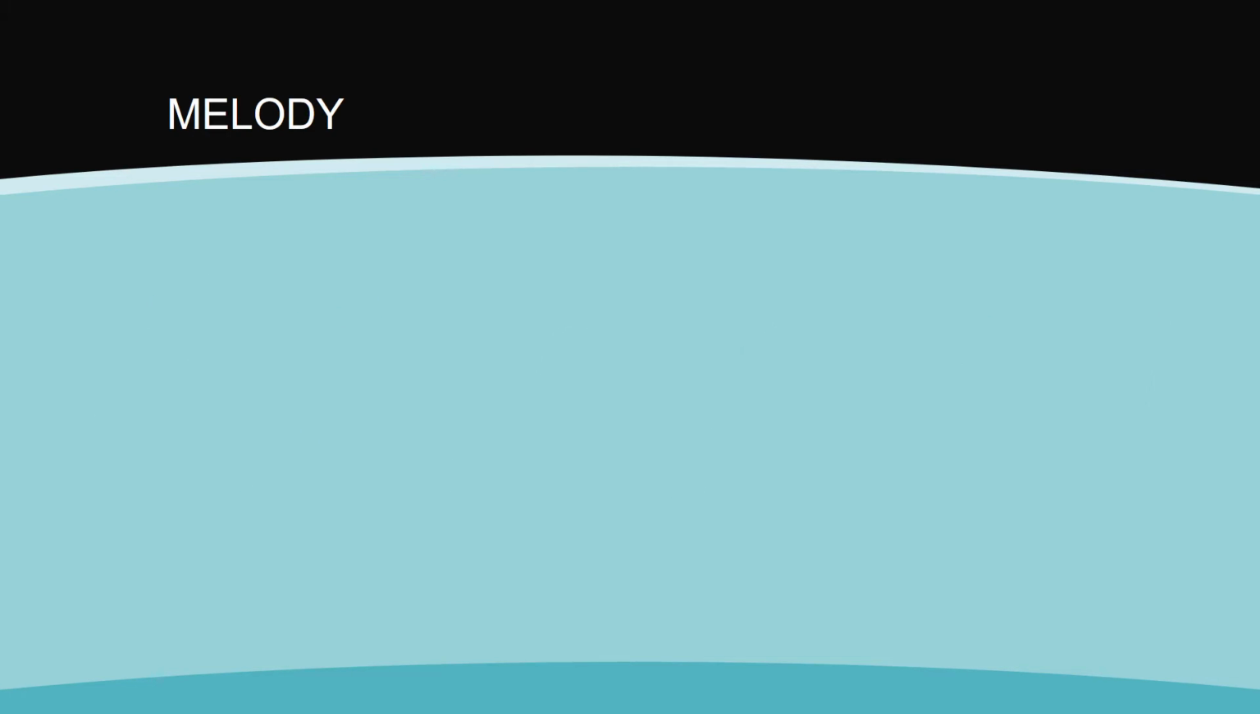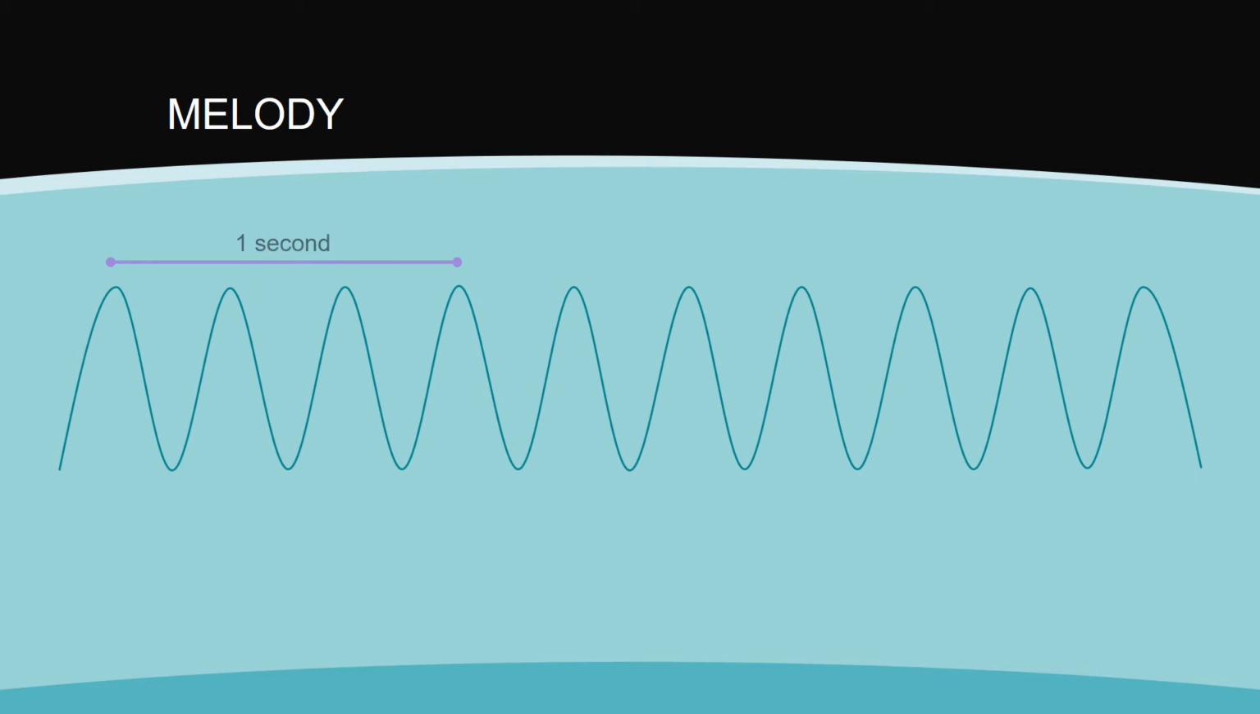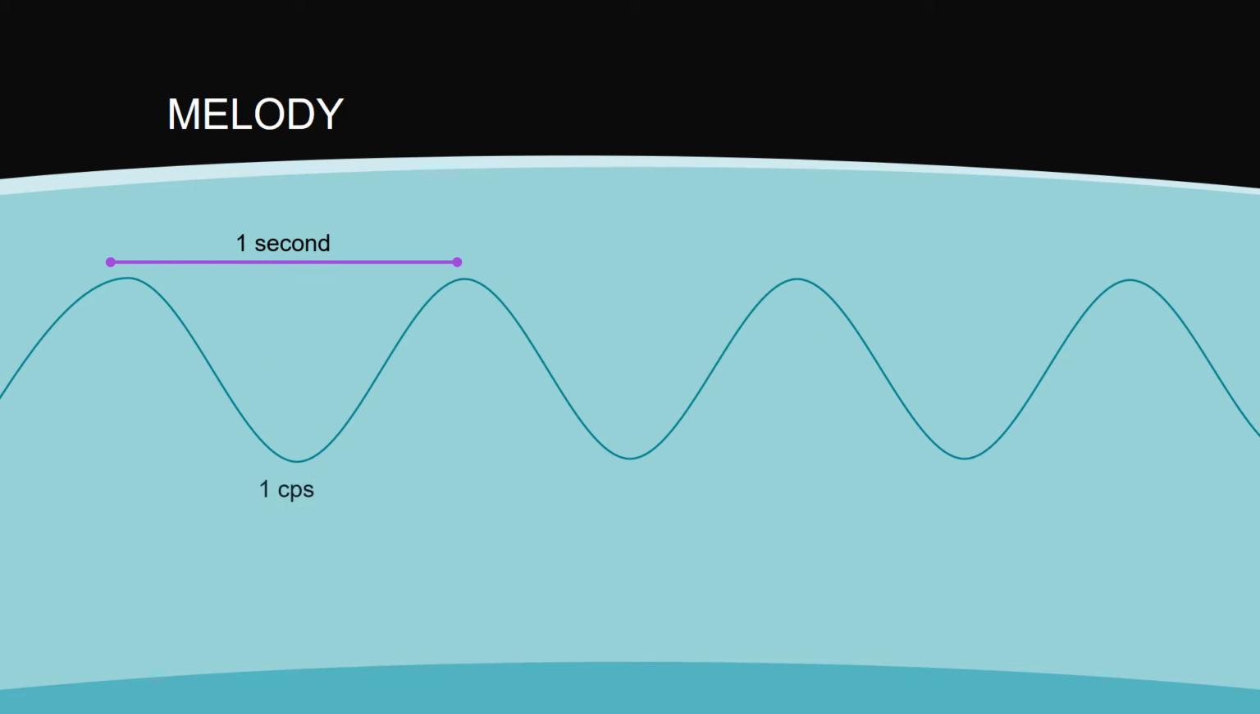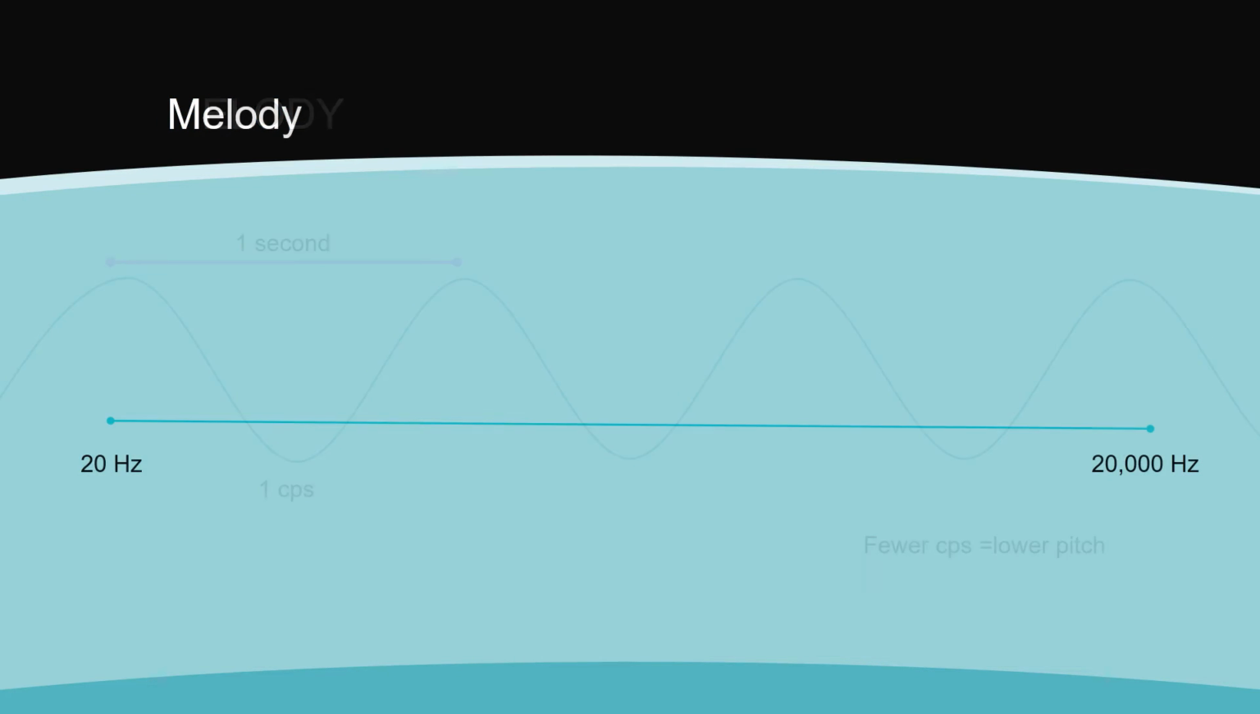When sounds have a high number of cycles per second, the pitch of a sound will be high. When they have a low number of cycles per second, the pitch will be low. Frequency is measured in Hertz, which is the standard unit of measurement for 1 cycle per second. The audible sounds for the human ear range from 20 to around 20,000 cycles per second, or 20 to 20,000 Hertz.